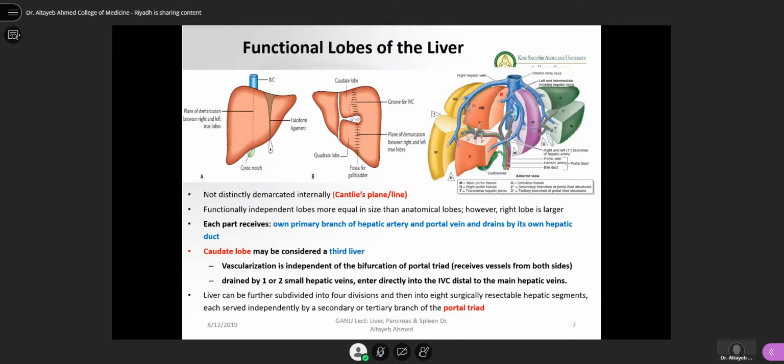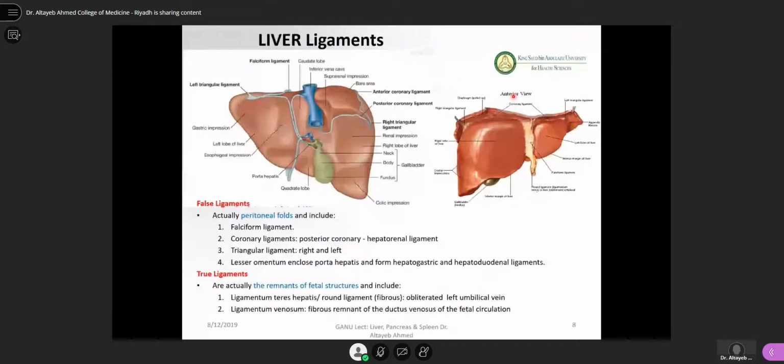Okay? You took it in embryology, that usually we have three hepatic veins. If you have one hepatic vein, this is incompatible with life. If you have two, you can survive. But the normal pattern is having three hepatic veins, and these hepatic veins drain directly to the inferior vena cava. Okay? When these two lobes are further subdivided into 4 subdivisions, then these are further divided into 8 surgically resectable hepatic segments, which will be described to you later, inshallah, in physiology and in clinical practice.